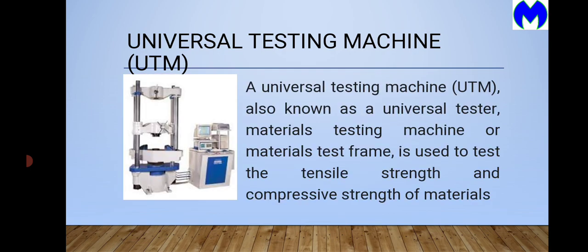So a universal testing machine or UTM, also known as universal tester, materials testing machine or material test frame, is used to test tensile strength and compressive strength of materials. So hindi lang concrete ang pwedeng i-test dyan, pwede dyan i-test ang wood, ang CHB or the concrete hollow blocks, and yung steel pwede din i-test dito.